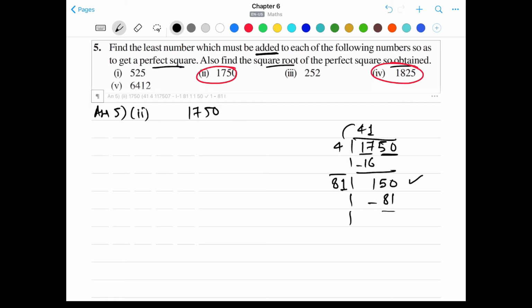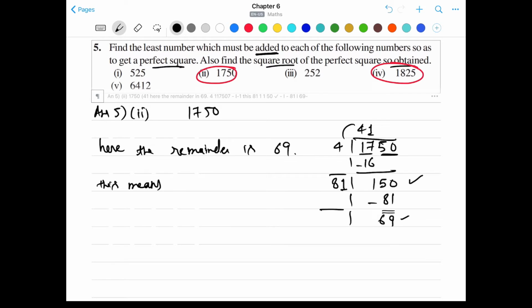After subtracting we will get 9 and 6, so the number we get is 69. If you go any further you will get a number less than 69. So we'll stop here and this 69 will be the remainder. We'll write here the remainder is 69.